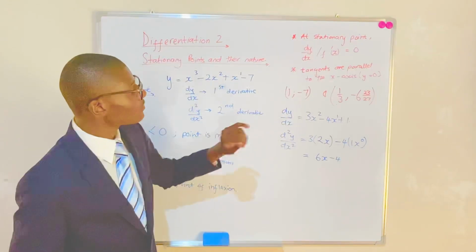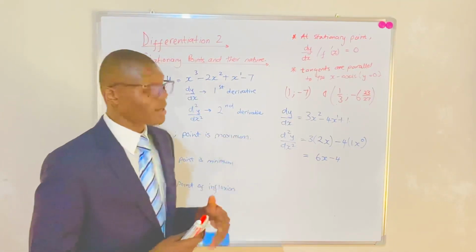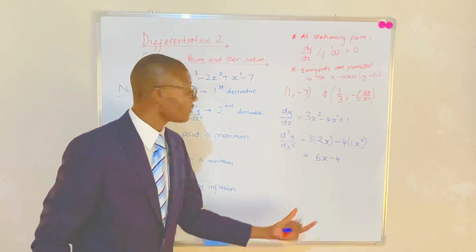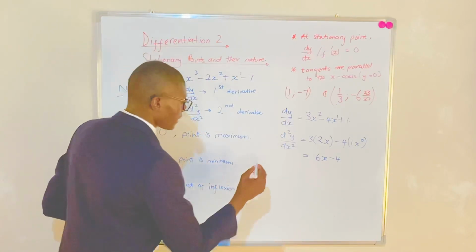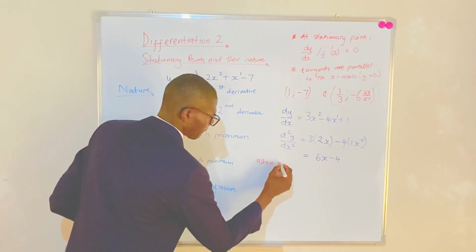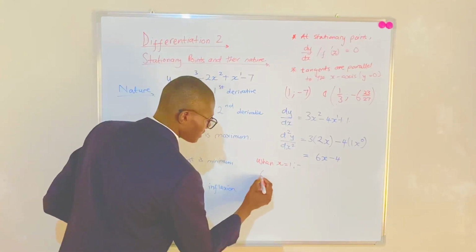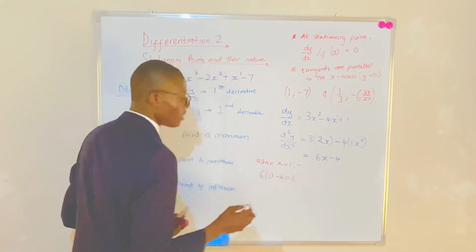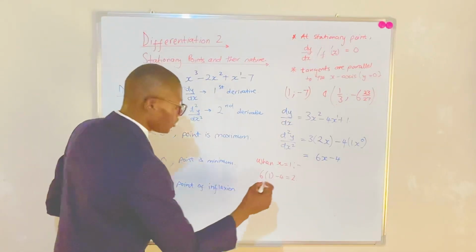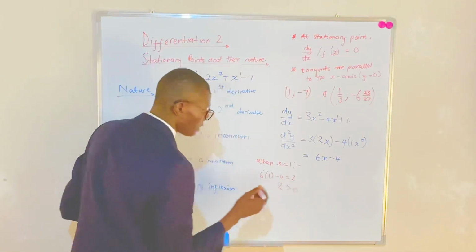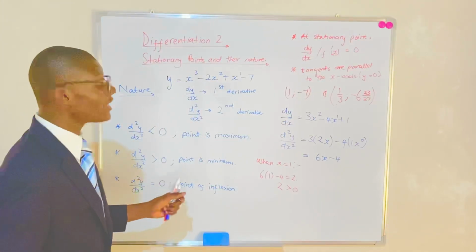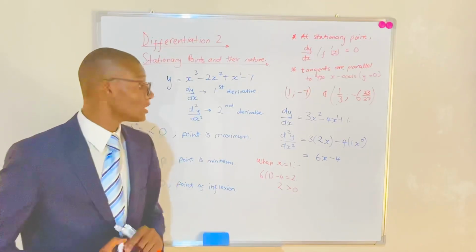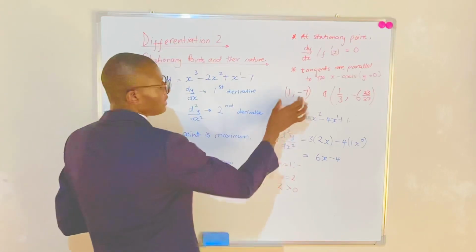Now we want to find the nature of the first stationary point, which is point 1 minus 7. We shall say when x is a value of 1, what is the value of the second derivative? So when x is 1, let's say we've got 6 multiplied by 1 minus 4. In 6 minus 4, we get a 2. What do we know about 2? 2 is a value that is greater than 0. And we said for a value of the second derivative that is greater than 0, we have a minimum point. So this definitely is a minimum point.